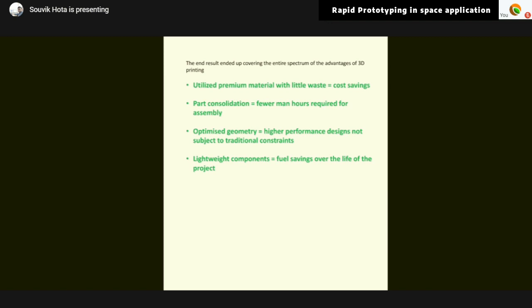And the optimized geometry: you can optimize the geometry to get higher performance of that material and a lighter weight of the component, that enhances the fuel savings over the life of the project. So these are all the findings of their research, and this additive manufacturing brought measurable benefit to critical aspects of the project without requiring cuts to be made elsewhere. So there was no compromise, something engineers don't get to hear very often.